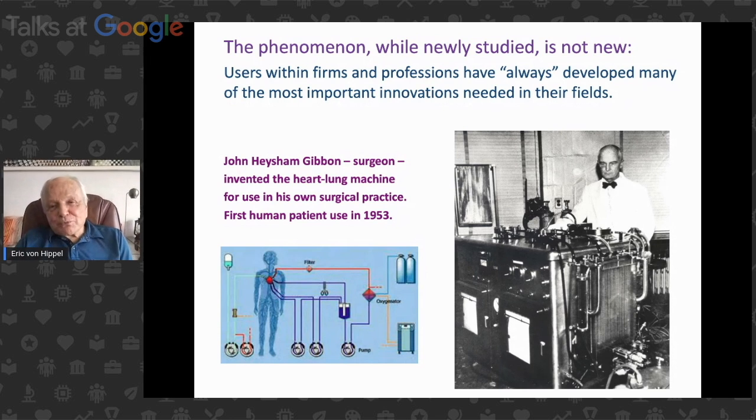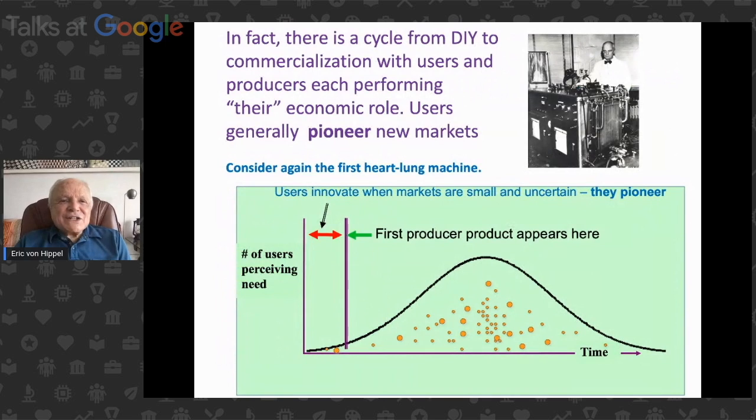Far from the producer being the innovator, that producer was actively saying, "I see the opportunity, I don't want to do it." Now, why is this? The reason is that basically producers do not like small and uncertain markets. So users are forced to pioneer when it's a functionally novel product like the heart-lung machine.